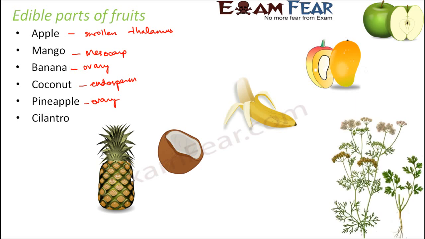In cilantro, so what is cilantro? Cilantro is nothing but the coriander leaves which we use. So the coriander leaves are edible, and the fruits are also edible because you must be using them as a spice. Coriander powder is used as a spice. So there the fruits are used as spices and the leaves are used for consumption directly. So here the leaves are edible and the fruits are also edible.